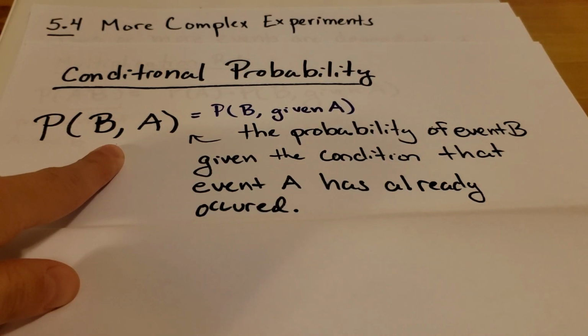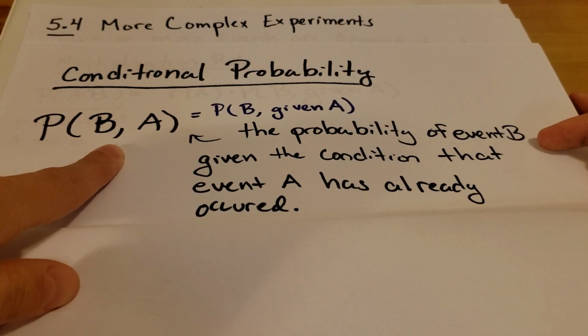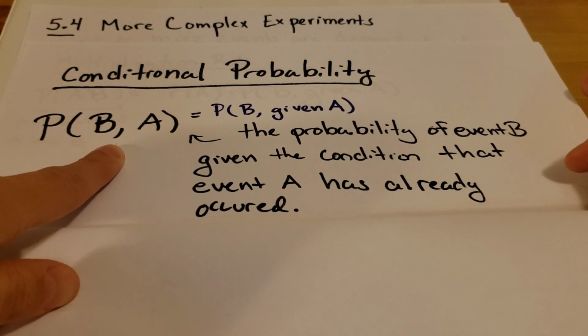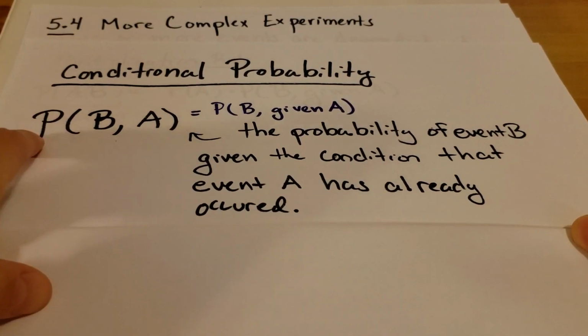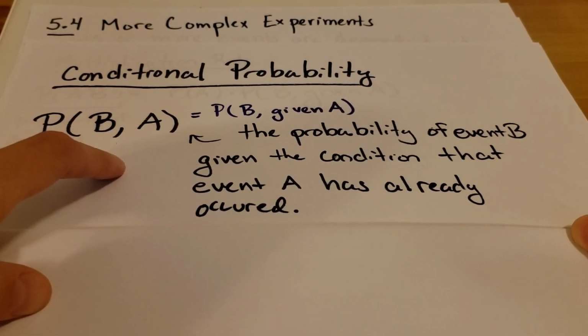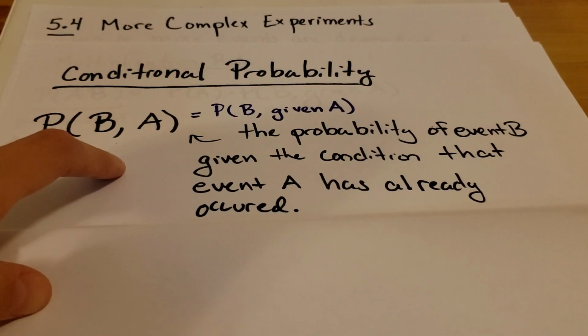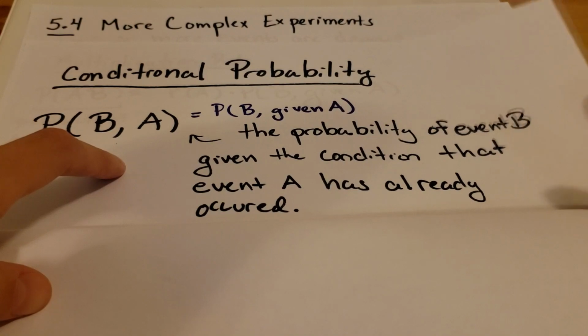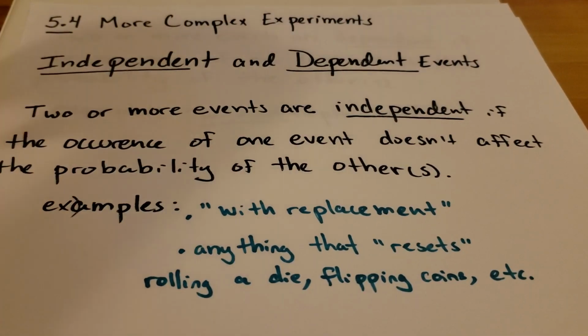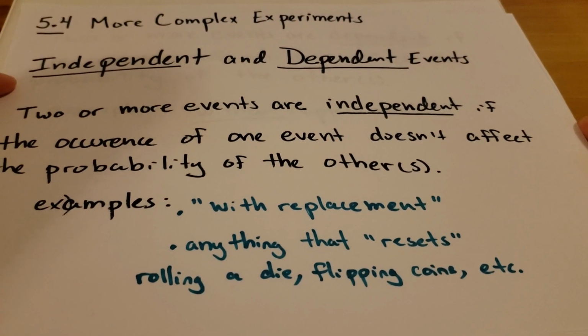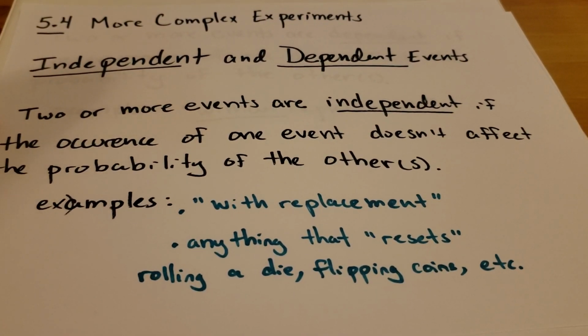And this is the way we talk about the probability of a particular event B happening after another event A has already occurred or has not occurred. Now, when we want to find the conditional probability of some particular event, it makes a difference whether or not the events we're talking about are independent or dependent. So this is another important topic. So first we'll talk about what independent events are.